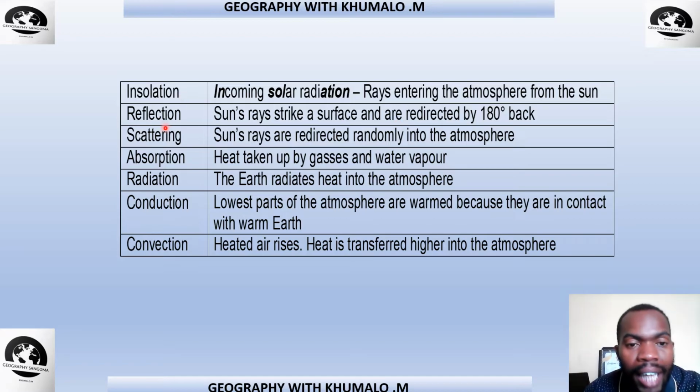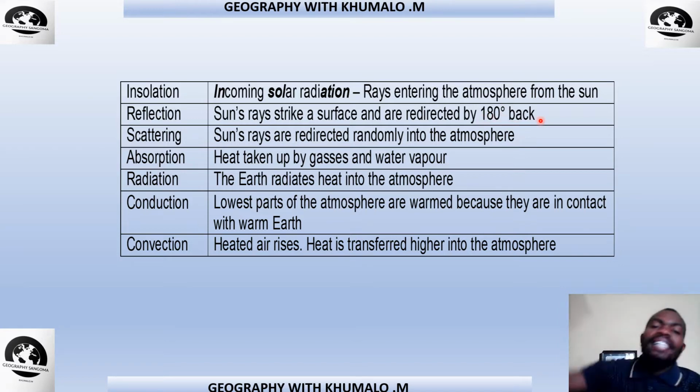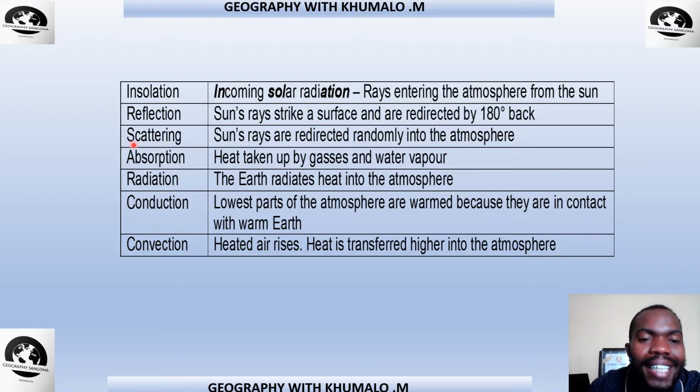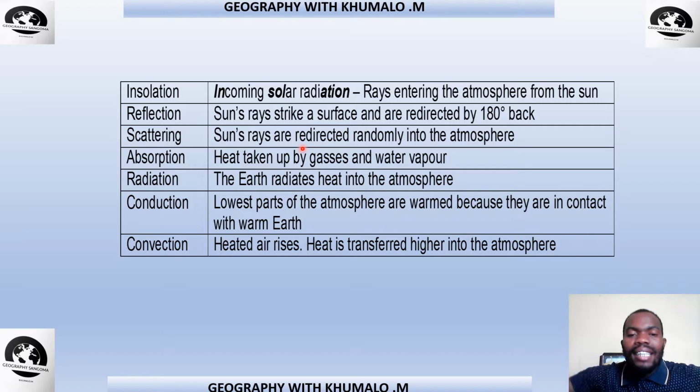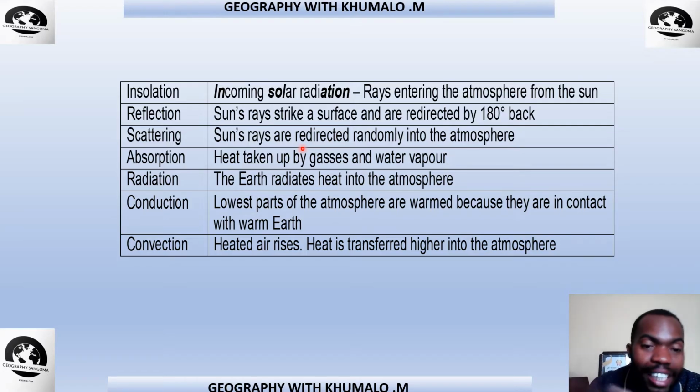Then we've got another concept, which is reflection. When we talk about reflection in geography, we are talking about sun rays striking a surface and being redirected 180 degrees back. So when the sun rays bounce back, that is reflection. And then we talk of scattering. Sun rays are redirected randomly into the atmosphere, so they scatter. You know what it is to scatter, grade 10? If I take a plastic of marbles and bust it open, they will scatter, they will go in different directions. That is what we are talking about.